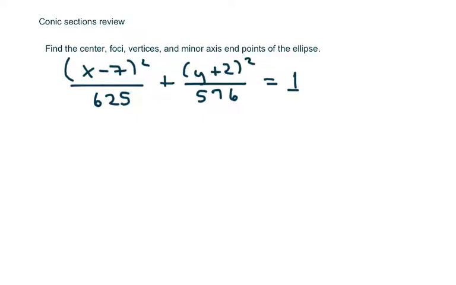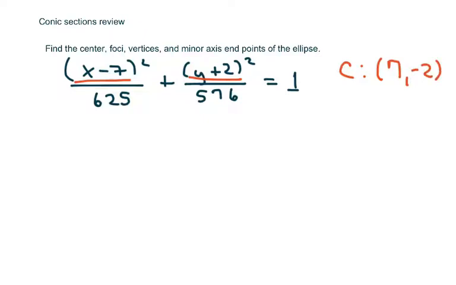We have to find the center, foci, vertices, and minor axis endpoints of the ellipse. So again, I'm assuming you know the formulas and everything. Our center comes from the top here. So my center is just going to be 7, negative 2.